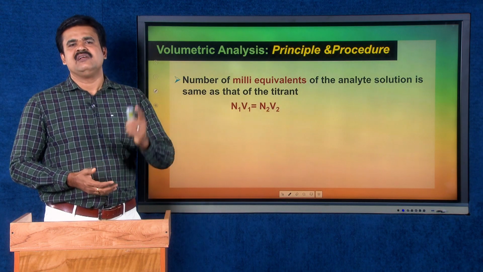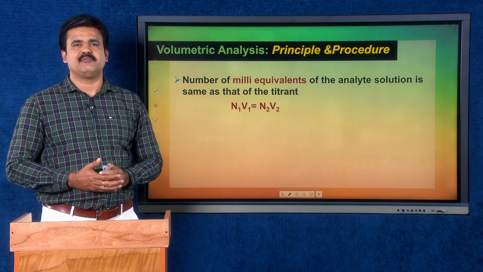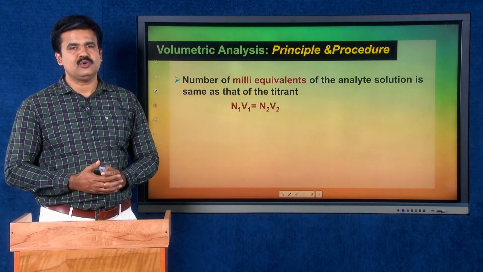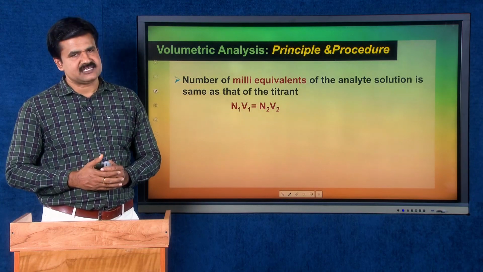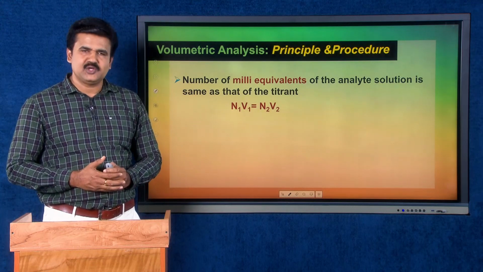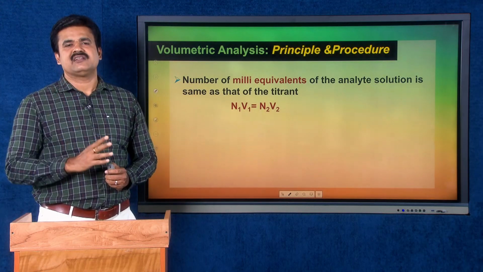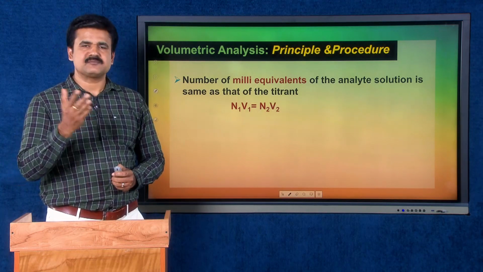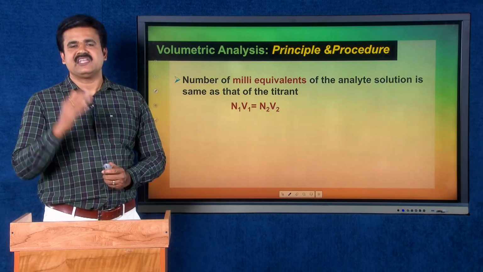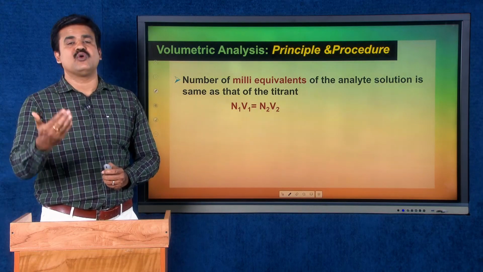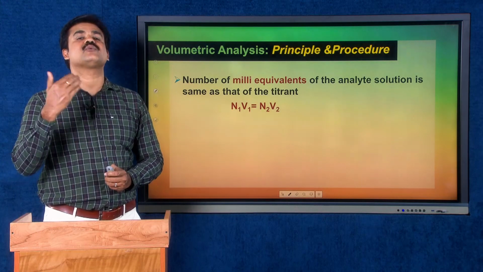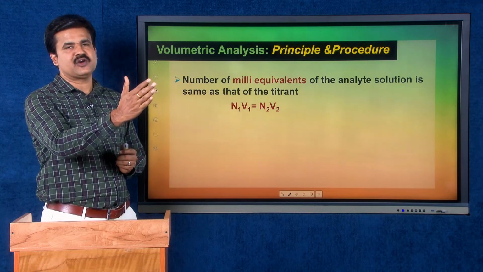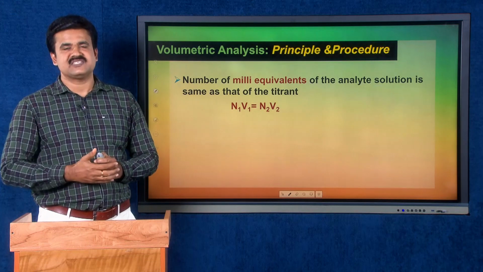So, we can specify this point more clearly. The number of milli-equivalents of the analyte should be equal to the number of milli-equivalents of the titrant. N1 V1 equal to N2 V2. N1 V1 represents normality into volume of the first component, that means milli-equivalent of the first component. N2 V2 means normality into volume of the second component, that is milli-equivalent of the second component. These two milli-equivalents should be the same.